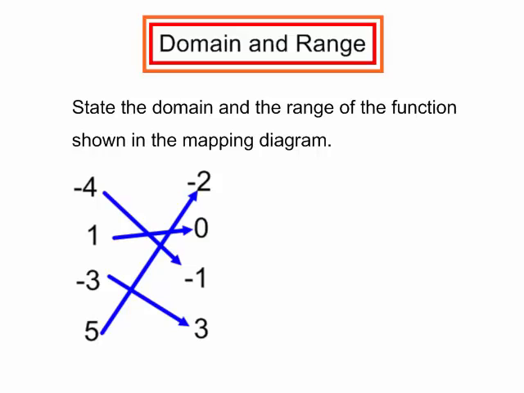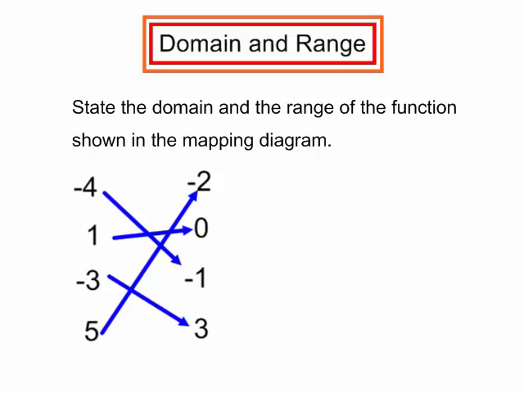Let's talk about the domain and range. You may recall that the domain is the input and the range is the output. Some of you may remember the domain as being the first coordinate of an ordered pair, or the x's, and the range as the second coordinate, or the y's. Let's look at this mapping.